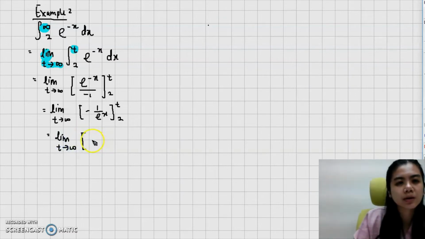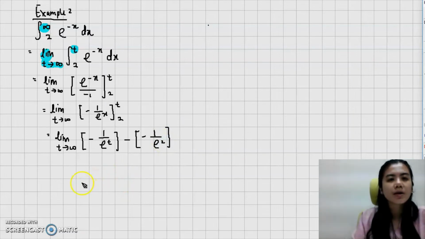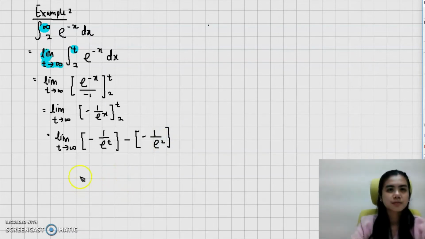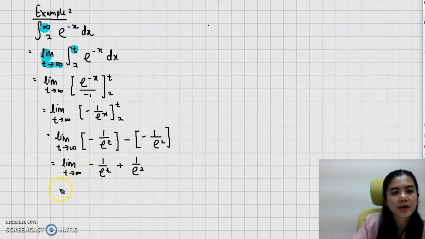So we will have e^t minus e power 2, right? Okay, so now let's just simplify it. When you simplify it, you will have this one is a plus, and let's just see what happened if we sub the infinity in here.